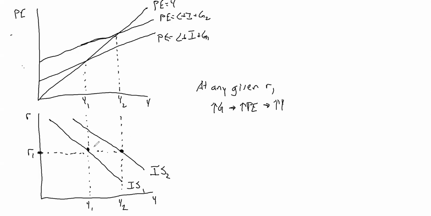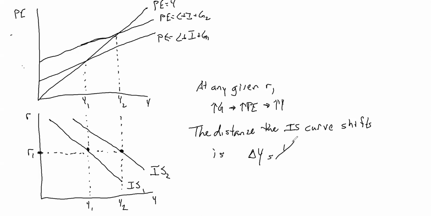And the distance that the IS curve is going to shift is our government spending multiplier. So the distance the IS curve shifts is that delta Y is equal to 1 over 1 minus MPC times delta G. And so the IS curve is going to shift by that total government spending multiplier.